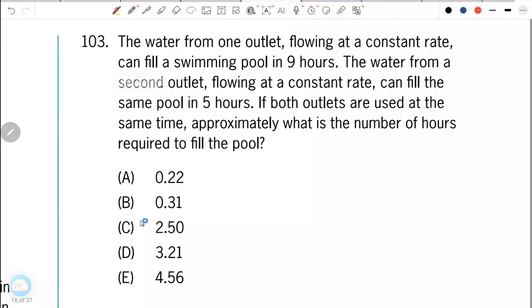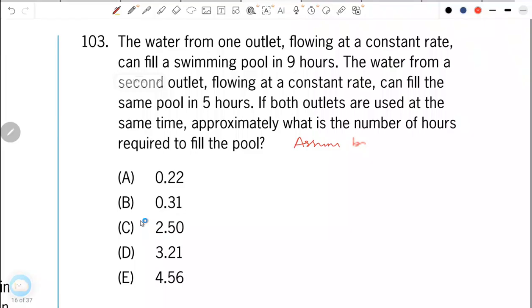Let me take over this question. Let me solve it the way you will like. The water from one outlet flowing at a constant rate can fill a swimming pool in 9 hours. The water from a second outlet flowing at a constant rate can fill the same pool in 5 hours. If both outlets are used at the same time, approximately what is the number of hours required to fill the pool? Now, assuming both of them were working in 5 hours.